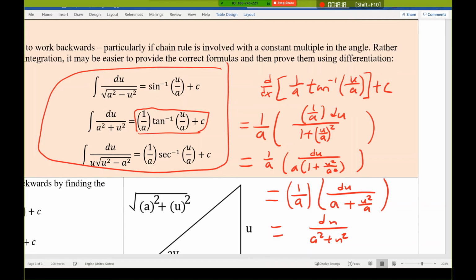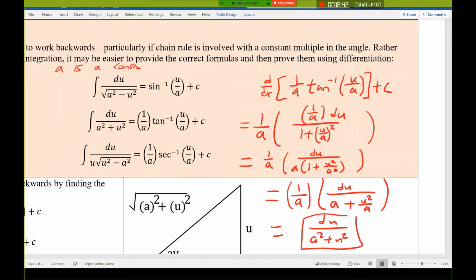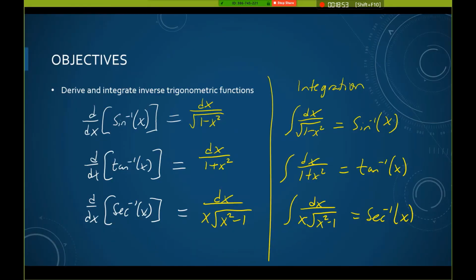Okay, so working backwards with constants will allow us to do this even if we don't have one exactly in this place. So if we've got any other constant a, we'll be able to integrate. Okay, so I'll go back to our PowerPoint and we'll update this then. So if I wanted to integrate, this would give me this.